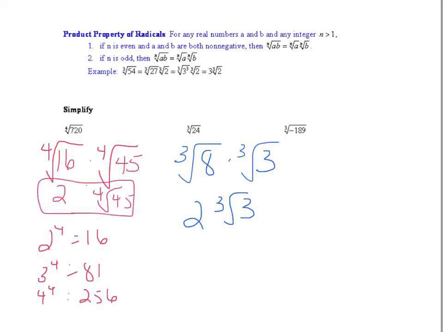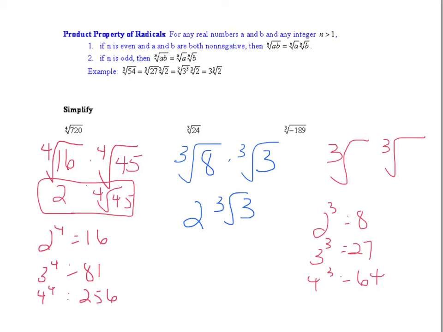Okay, thinking about negative 189 again, I want to know how would that break down. I need a perfect cube. I'm not thrown by the negative sign because it's a cube. So I'm thinking 2 cubed, 8. Nope, that's not going to work. 3 cubed, 27. That might work. 4 cubed is 64. Probably not because it's even. So let's try the 3 cubed.